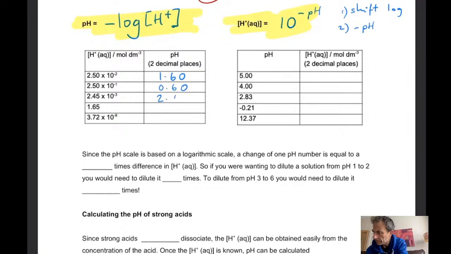The next one is deliberately included there just to make people aware that you can have negative pH, just a very, very strong acid. So that's negative 0.22 would be the pH of that. And the final one is 7.43. Okay.